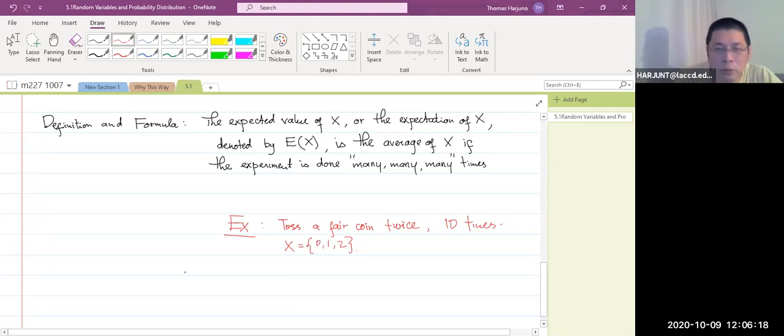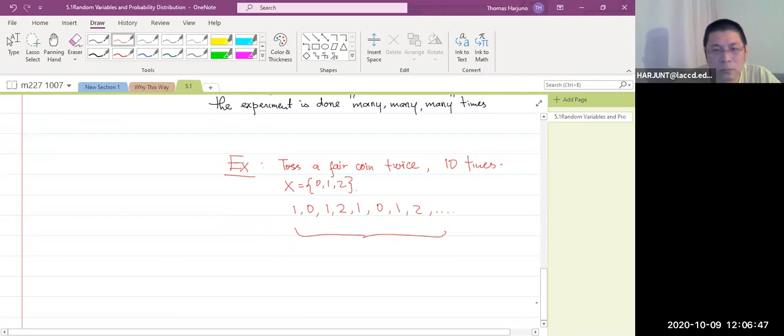So the first time you toss it twice, you have 1 tail. And then the second time you toss it twice, you have no tail. The third time, you have 1 tail. And then 2 tails. And then 1 tail. And then 0 tails. And then 1. And so on. Now, if you do it 10 times, you expect the average to be not far from, as we will compute later on, in this case, not far from 1.